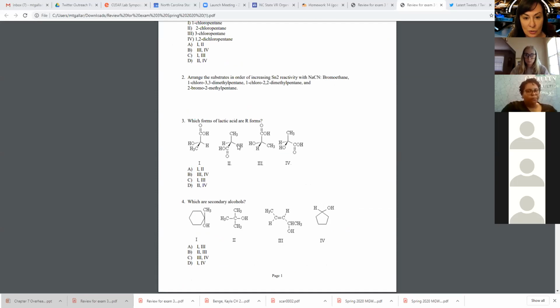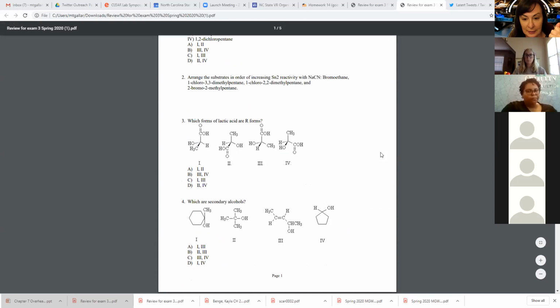So 1 and 2 are the ones that are R forms, okay? Build your model to verify that there's no shortcut for building a model.